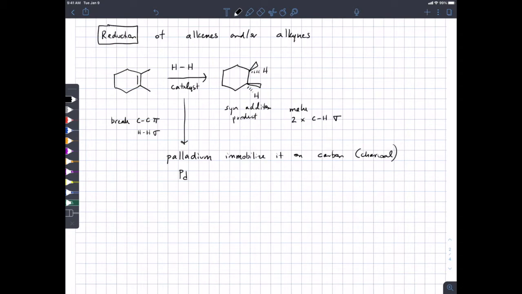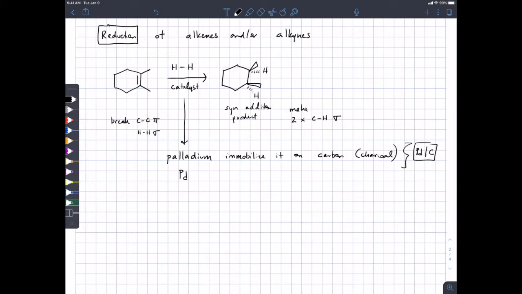Palladium immobilized on carbon we will abbreviate as palladium/carbon. And you can buy mixtures of palladium and carbon at different percentages of palladium on carbon. A common choice is about 10%. You won't have to say that. The reagent, if you write it just like this, that's good enough.